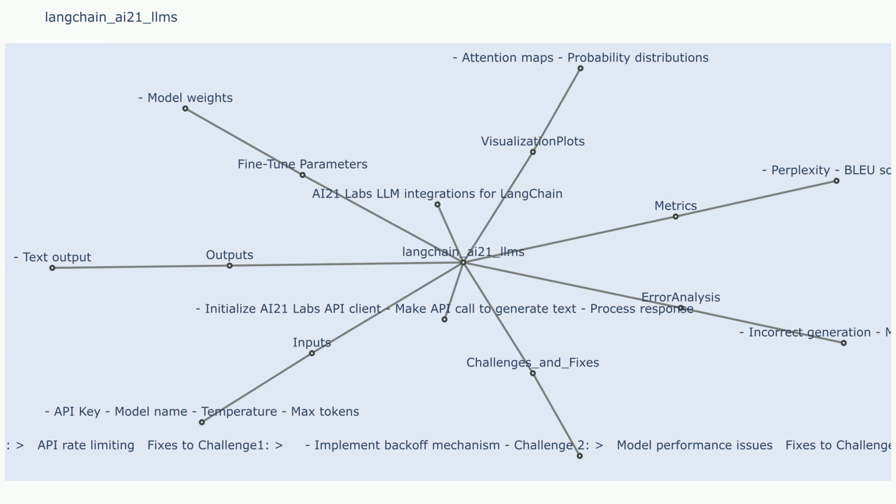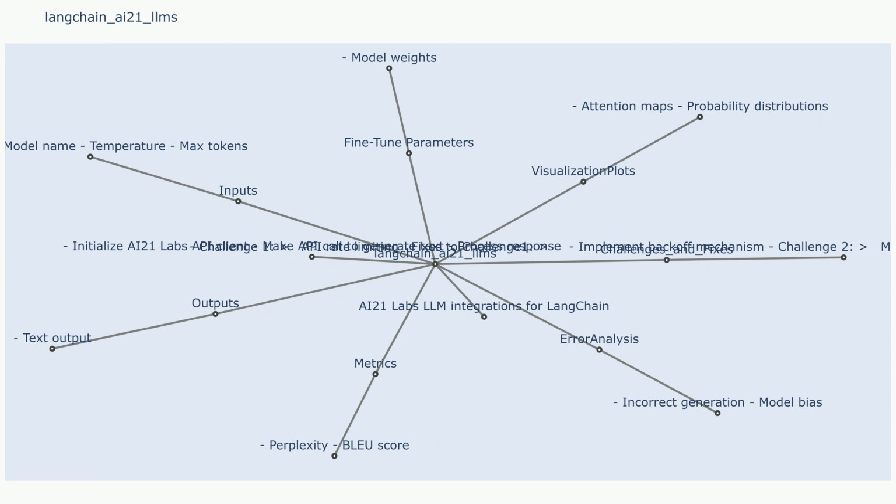Uncertainty methods. Uncertainty method 1. Uncertainty method 2. Challenges and fixes. Challenge 1: API key issues. If your AI21 API key is incorrect or invalid, you'll encounter errors when trying to connect to the service.